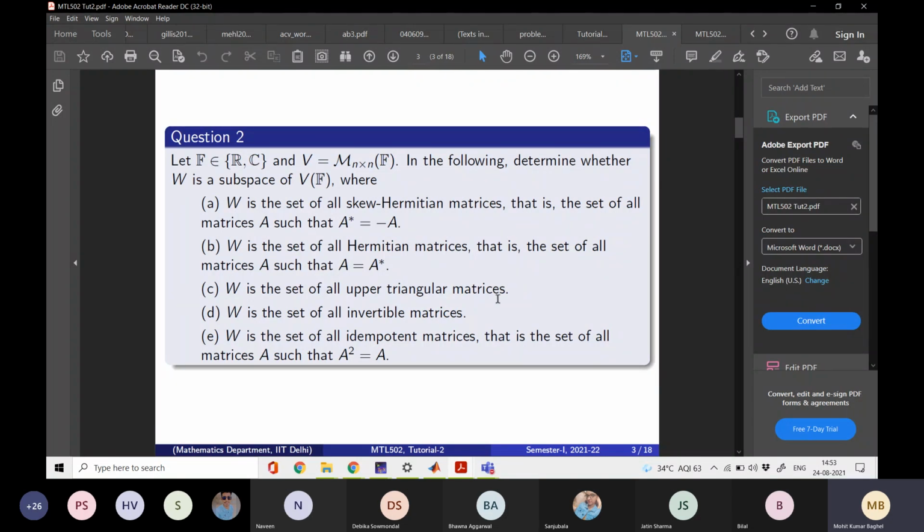So it forms a vector space because any scalar multiple of an upper triangular matrix is again upper triangular, and the sum of two upper triangular matrices is again upper triangular, because the part below the main diagonal is 0. So 0 plus 0 is again 0. That's the reason. For D, it will not be, because it is not a subspace.